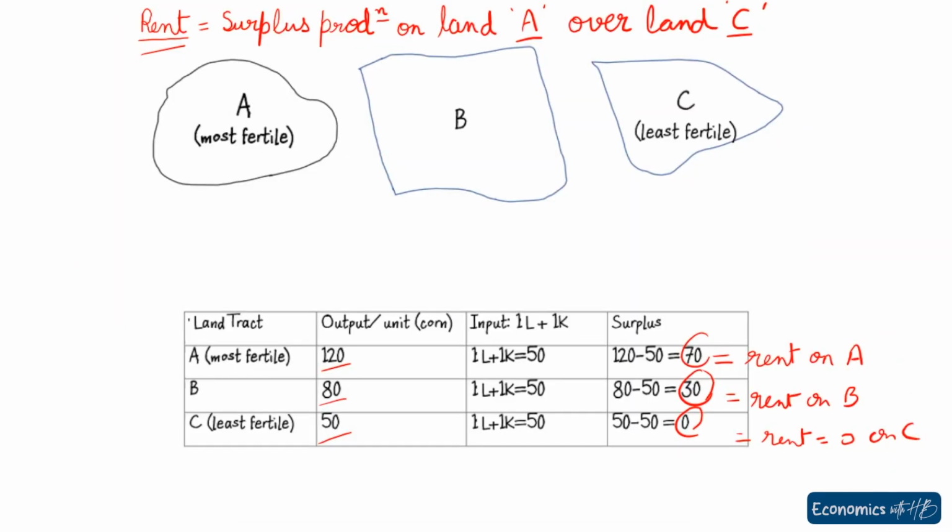Now, we have seen rent as the surplus production on fertile land over the marginal land. That's what we saw, right? Through that example where we had 3 tracts of land where A was the most fertile and land C was the marginal or least fertile land. Now that was total rent. We can see rent also as per unit of labor.